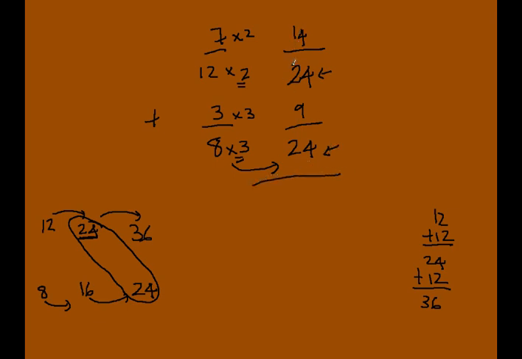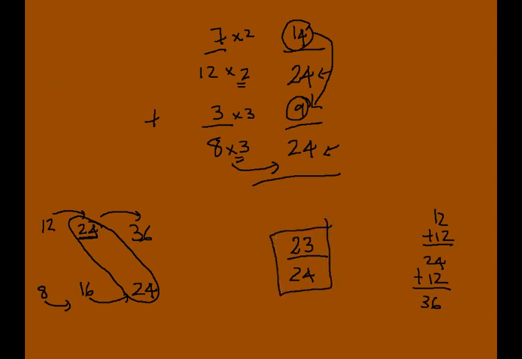When you have the same denominator, the denominator stays the same, and we just add the top, the 14 with the 9. And then 14 plus 9 gives us 23. So your final answer is 23 over 24.